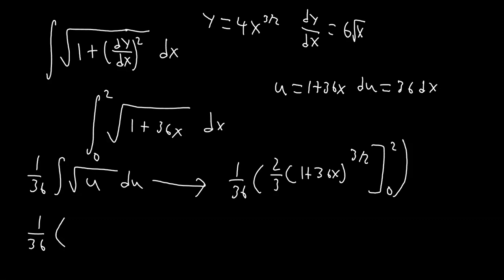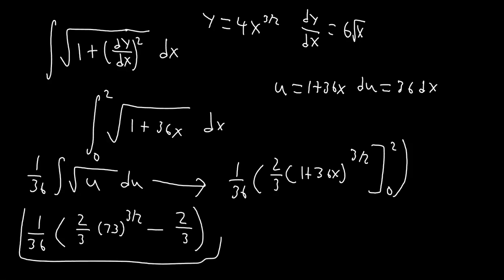So in the expanded form, it's going to be, well, 36 times 2 is just going to be 72, and then 72 plus 1 is just 73. So it's going to be 2 over 3 times 73 raised to the 3 over 2 power minus, well, 36 times 0 is just going to be 0, and then 1 raised to the 3 over 2 power is just 1. And then we're just going to have 2 over 3 times 1, which is just 2 over 3. Okay, and this is our answer right there.